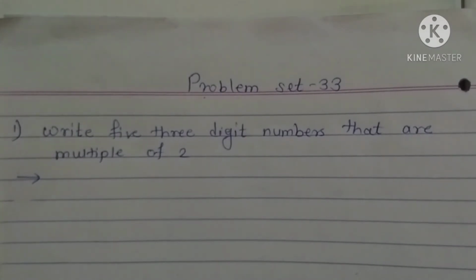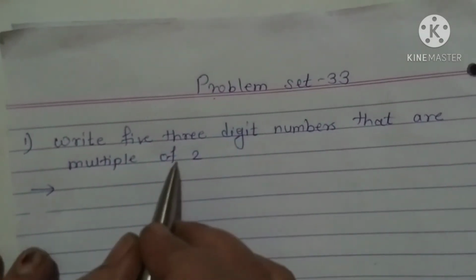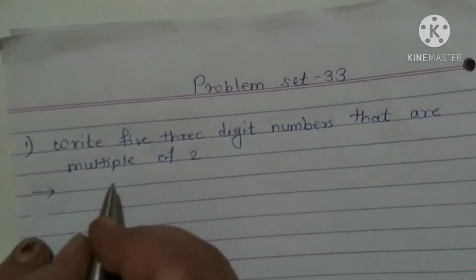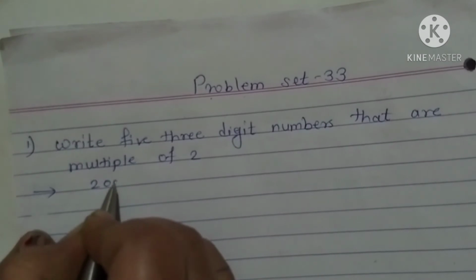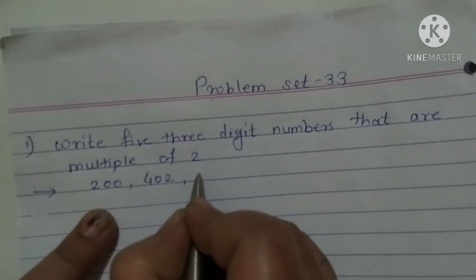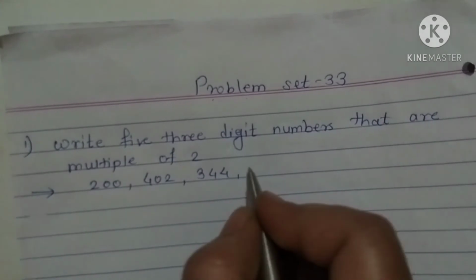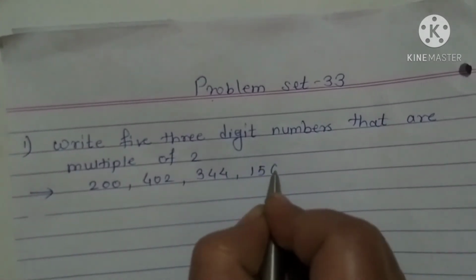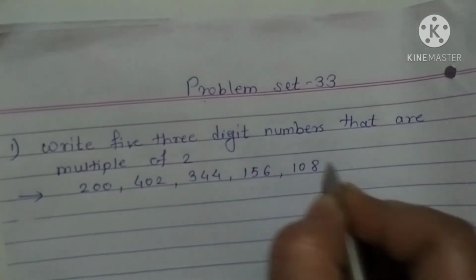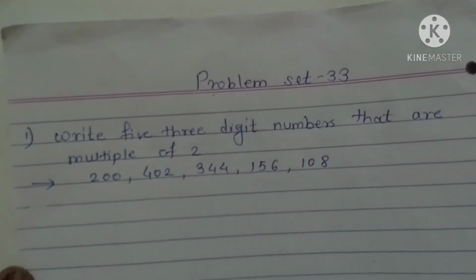So see, 5 3-digit numbers. 5 examples we have to write with how many digits? 3-digit numbers, with the unit place such that they are multiples of 2. With your own choice also you can write it. So first I am taking 0 for the unit place, then 2 for the unit place, then 4 for the unit place. Now 6 for the unit place, and then 8 for the unit place. So these are the 5 3-digit numbers that are multiples of 2.